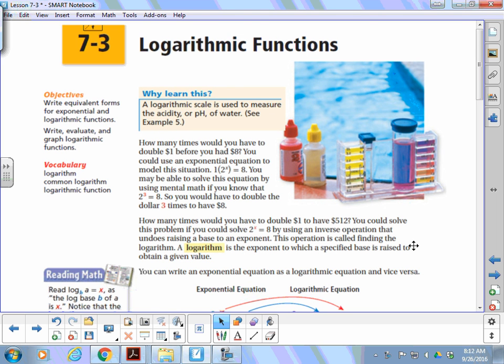So today we're going to talk about logarithmic functions. Okay? On Friday we did inverses. So inverses of linear models are really easy. We switch x and y and we solve for y.